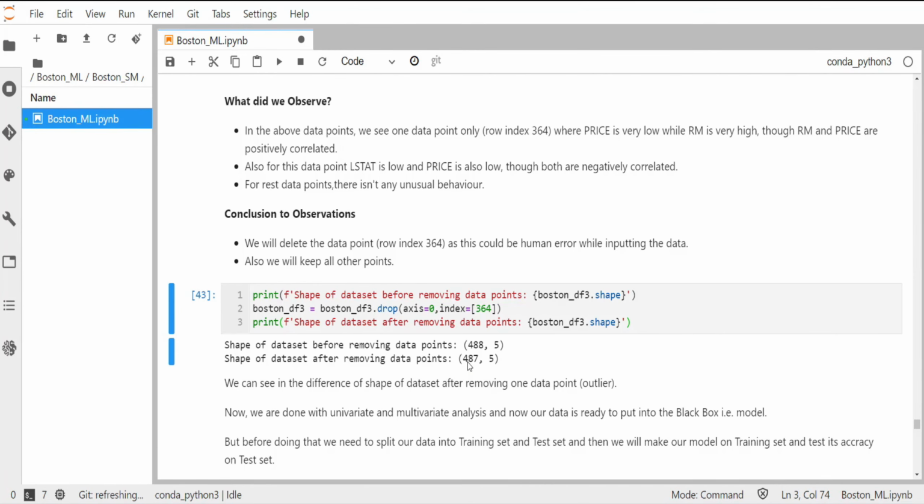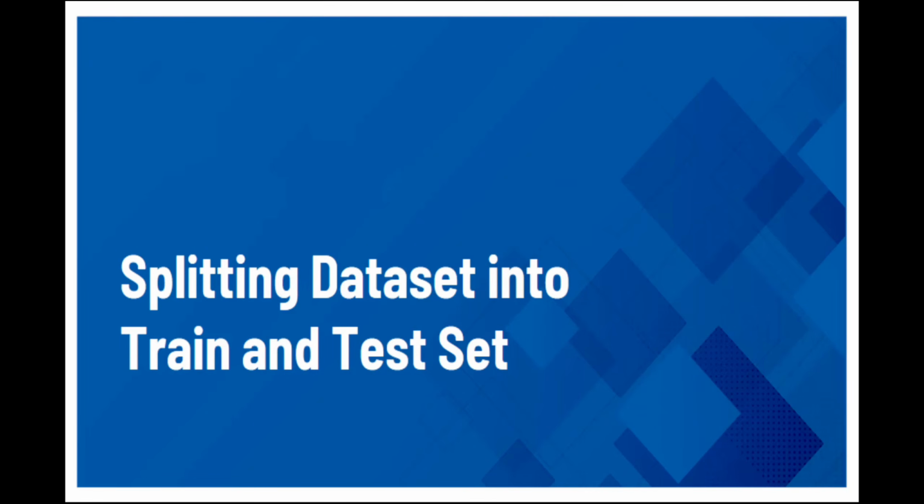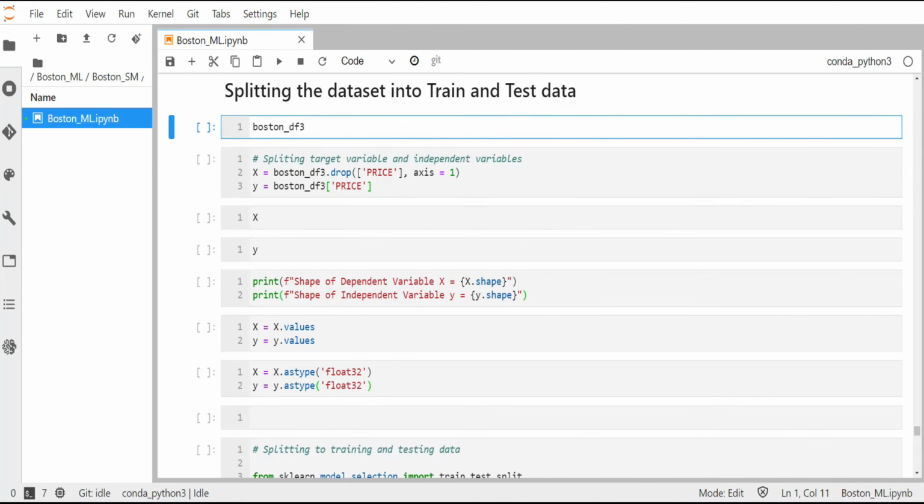Now we are done with univariate and multivariate analysis, and now our data is ready to be put into the black box, that is our model. But before doing that, we need to split our data into training set and test set. Then we will make our model on the training set and test its accuracy on the test set. In this lesson, we will learn about splitting our dataset into the train and test data, which will then be used for training the model and validating it.